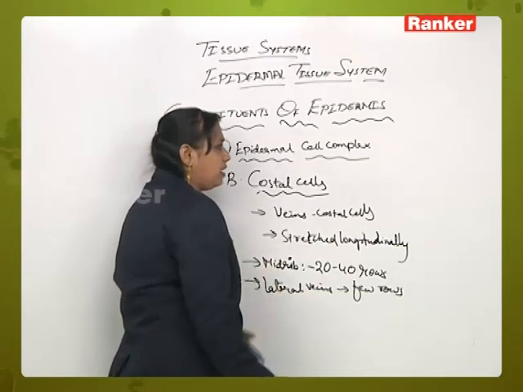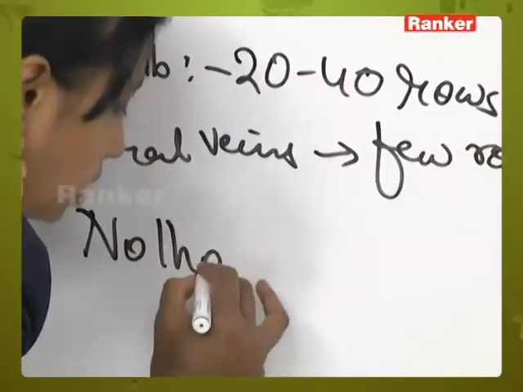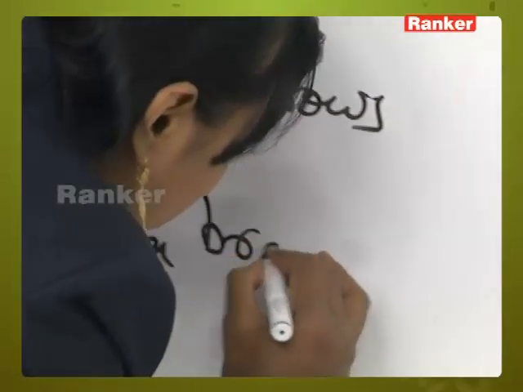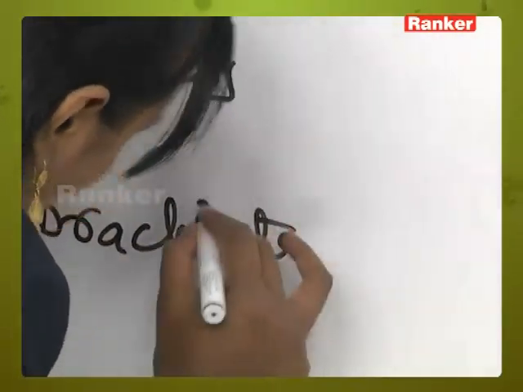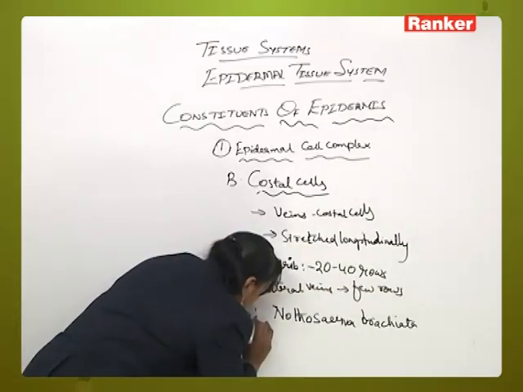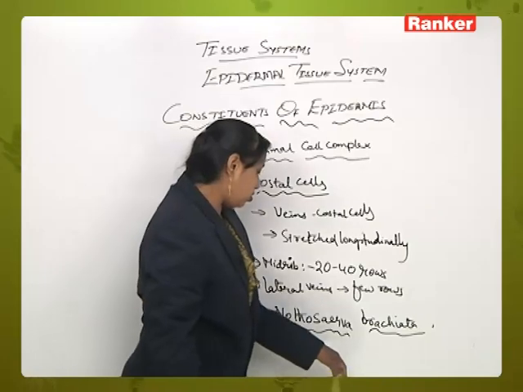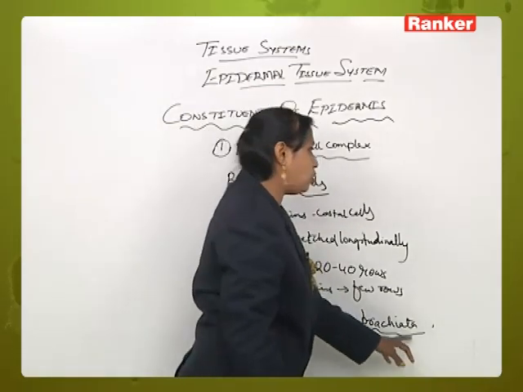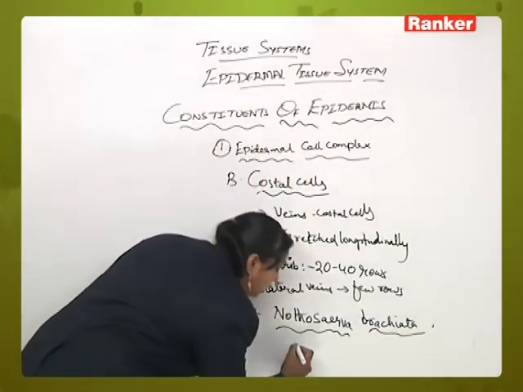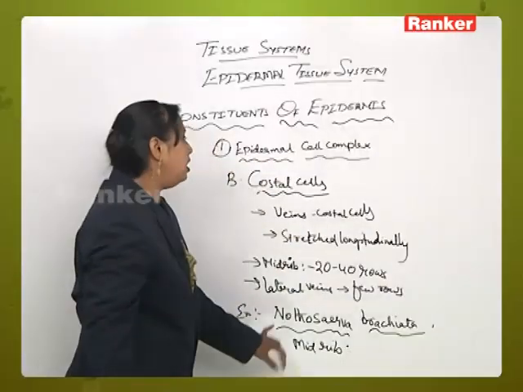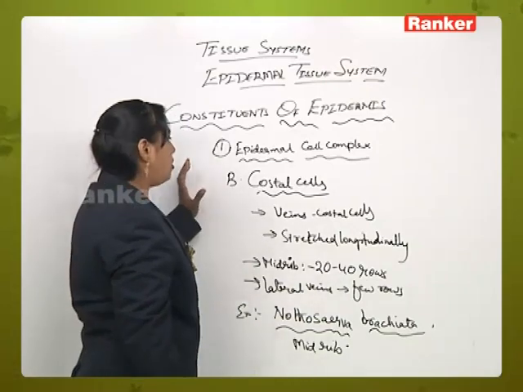For example, there is a plant called Nothosaerva brachiata. In this, the costal cells are present only on the midribs. You will see the presence of costal cells only in the midrib. Okay, this is about costal cells.